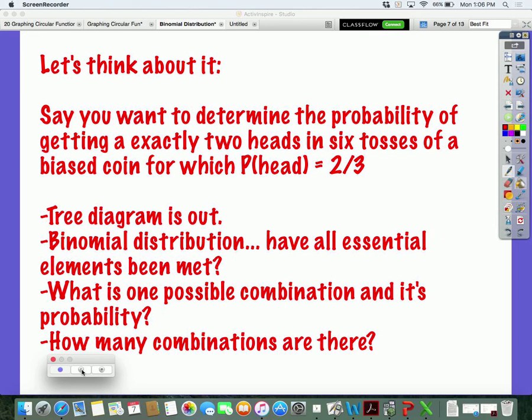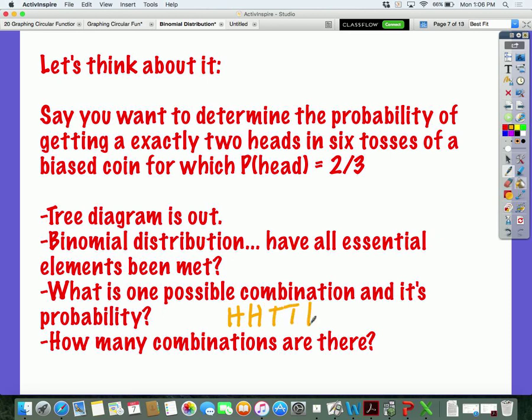To figure this out, what is one possible combination? If you're flipping this coin 6 times, what is an example of one of the outcomes? I want 2 heads in 6 tosses. So I can get a head, then a head, and then tails, tails, tails, and tails. So what is the probability of that happening? Let's figure that out.